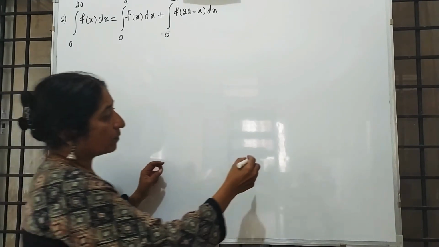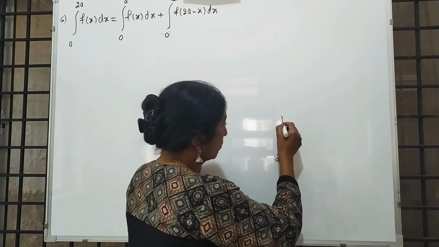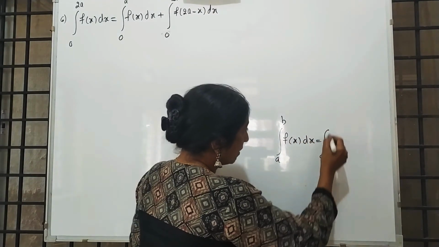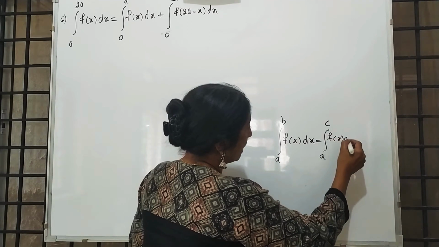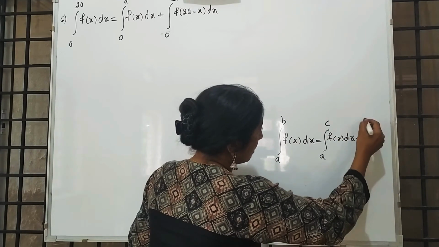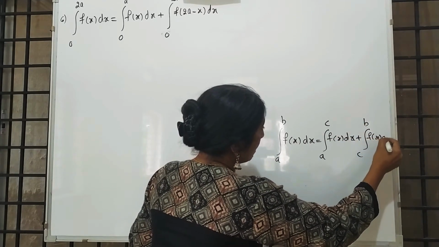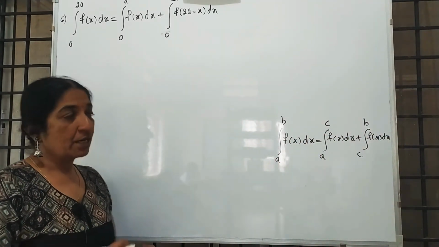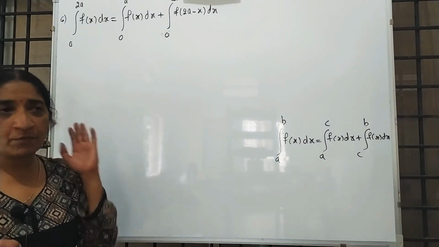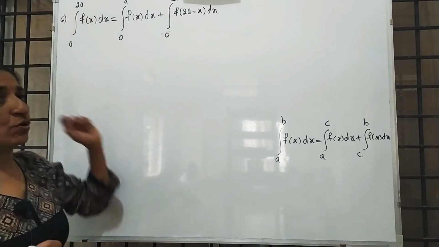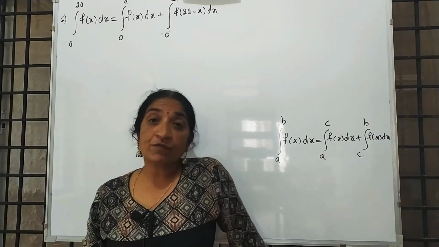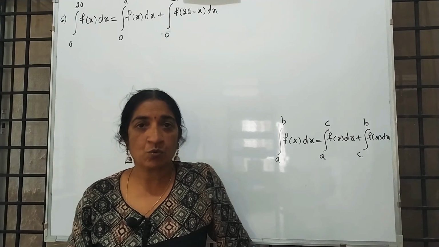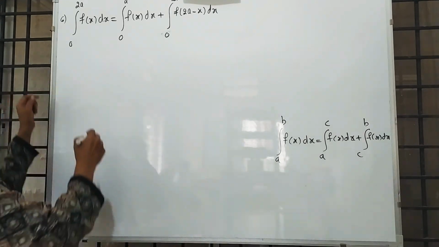See, one of the properties we know is that integration from a to b of f of x dx is splitting as a to c of f of x dx plus c to b of f of x dx. C is what? C is the value in between a and b. So in between means, let us think it is a midpoint. Now tell me, what is the midpoint of 0 and 2a? How to find the midpoint? We have to add the lower limit plus upper limit divided by 2. So the midpoint of 0 to 2a is a.